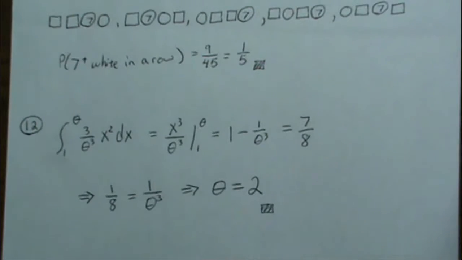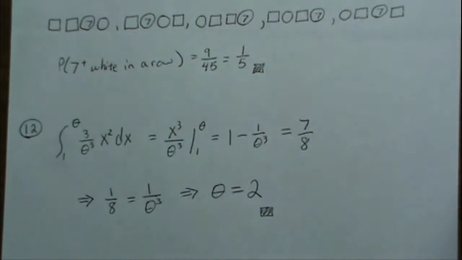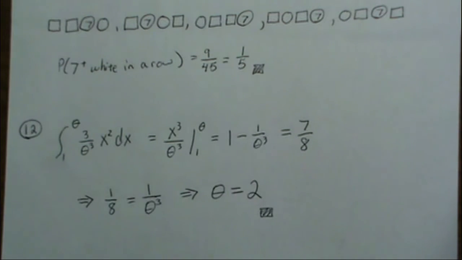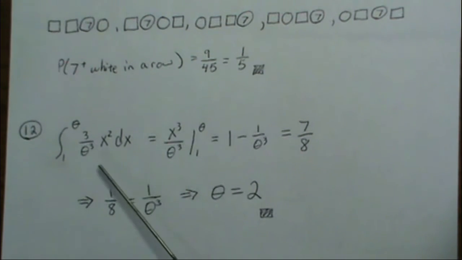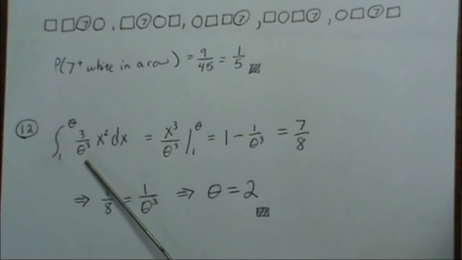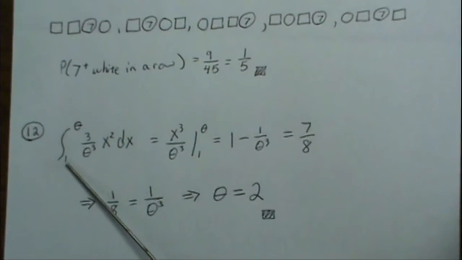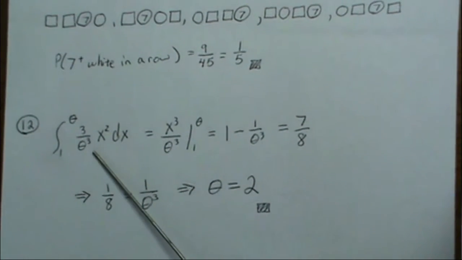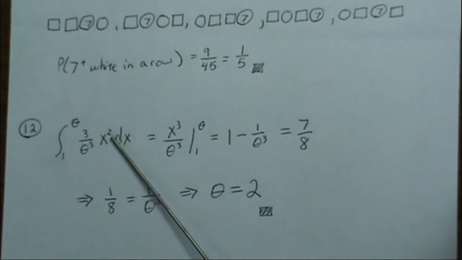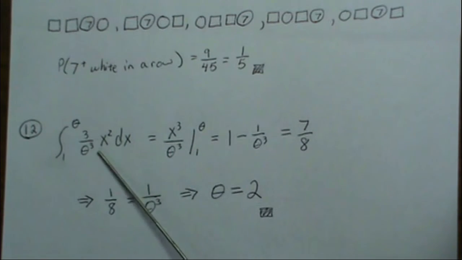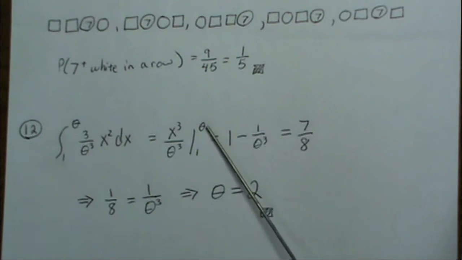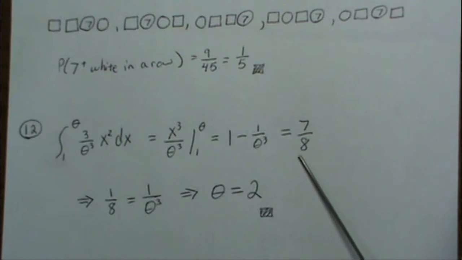So number 12, we were given that the probability of being greater than 1 is 7/8. So here, to find the probability of being 1 or more is this. So we integrate that, and that's x cubed over 3, so that cancels. We get this. We plug in our limits of integration. We get this. And the problem says it's equal to 7/8.